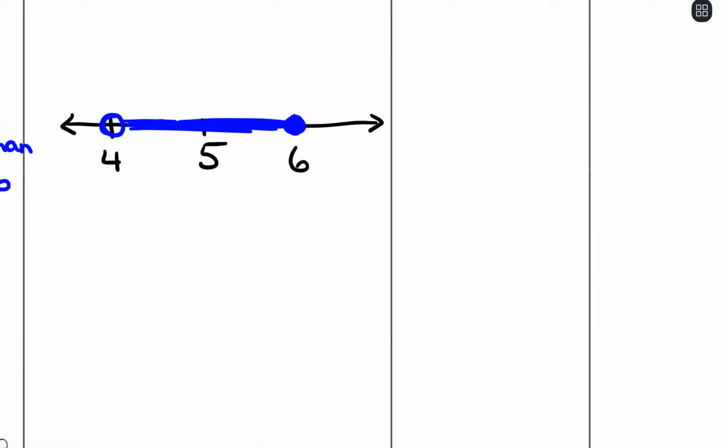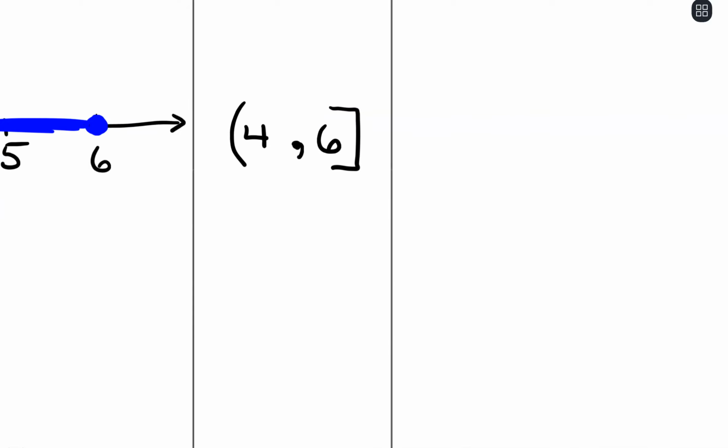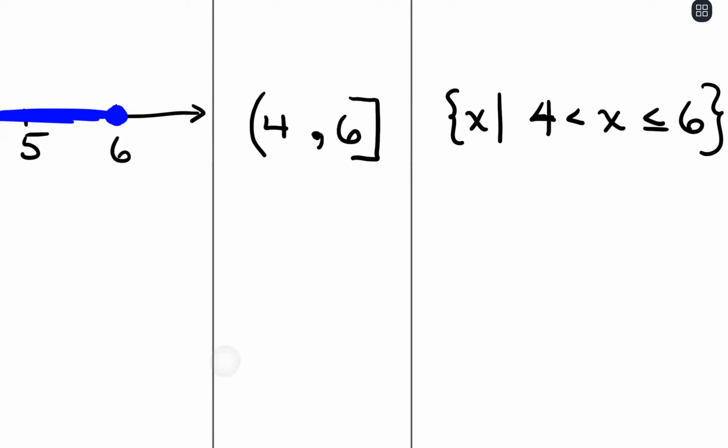So the lower bound value is 4, upper bound value is 6, so 4 comma 6. At 4, I want to use the curved parentheses because we're not including the 4, and at 6, I want to use the square bracket to show that we're including that endpoint of 6. And then for set builder notation, curvy bracket, x is defined by 4 is less than x is less than or equal to 6.